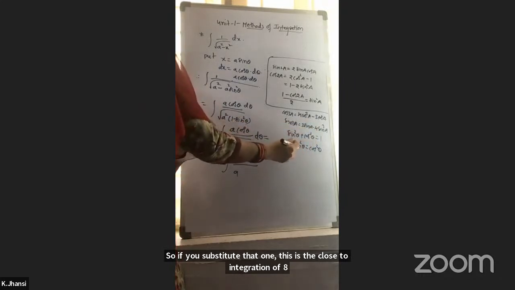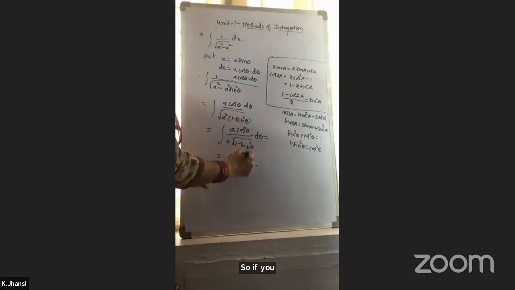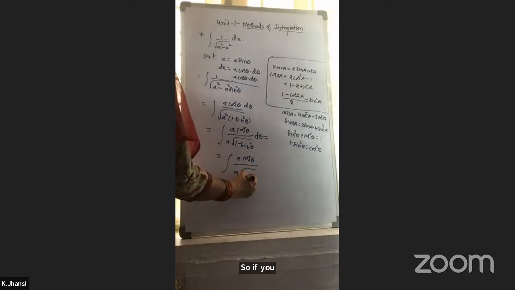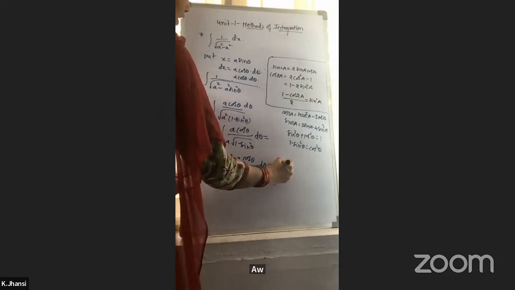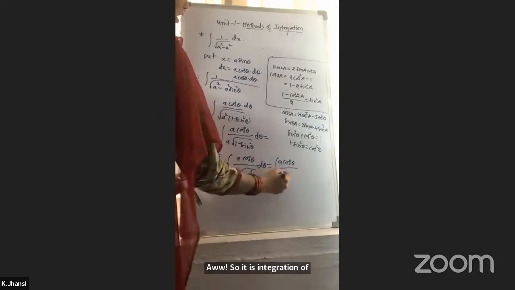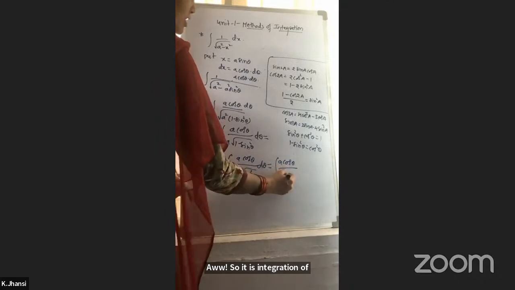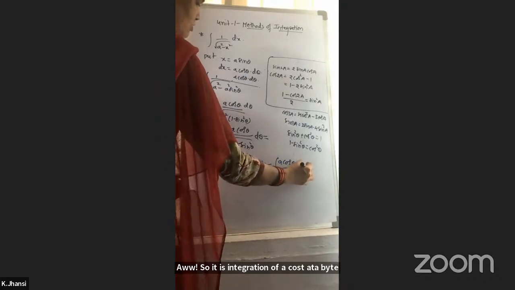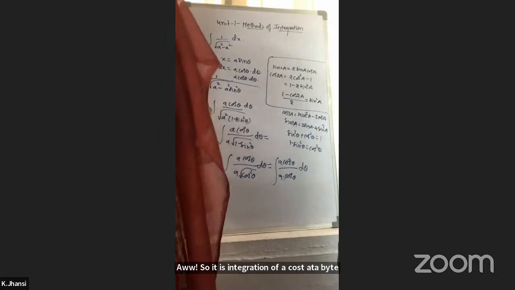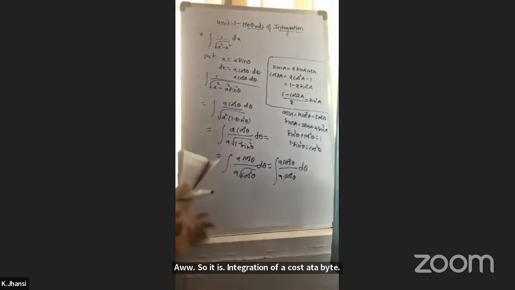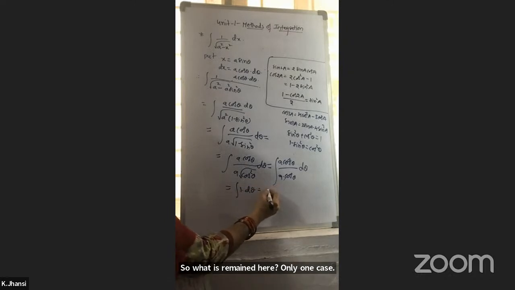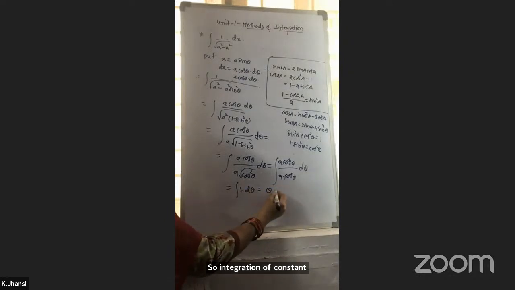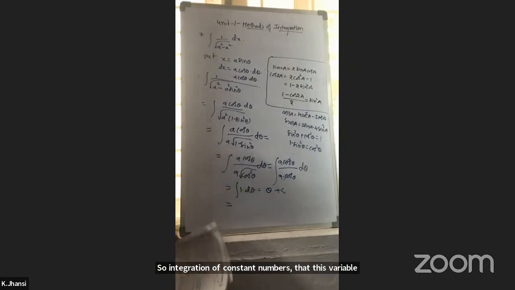Okay. So if you substitute that one, this is equals to integration of a cos theta by a into... So if you put root, what will happen? You will get only cos theta. Or if you have any confusion, you can take it as root of cos square theta into d theta. So it is integration of a cos theta by a into cos theta into d theta. A cos theta will get cancelled. So what remains here? Only 1 remains here. 1 into d theta. So integration of constant term is that variable here. So theta plus c. So what is theta from here?